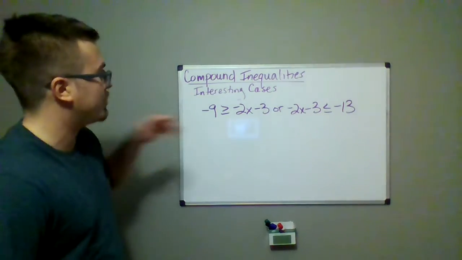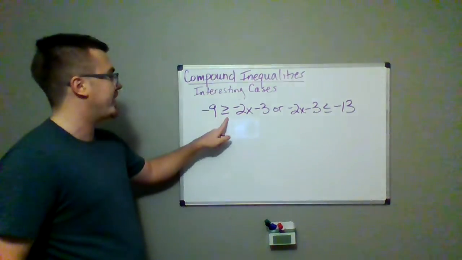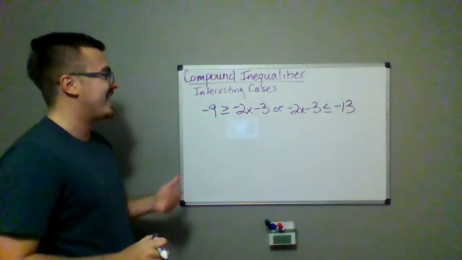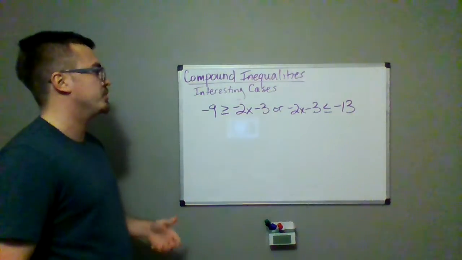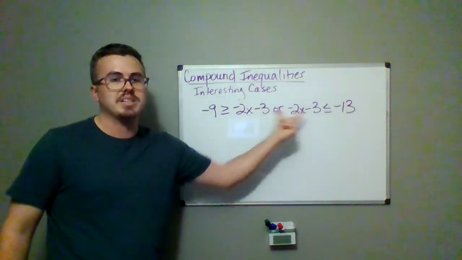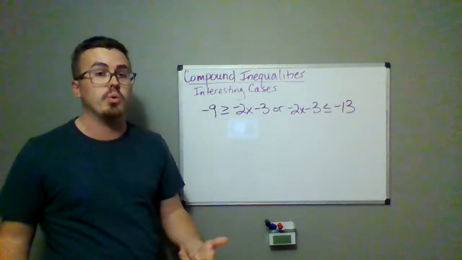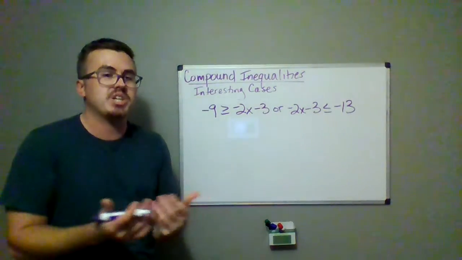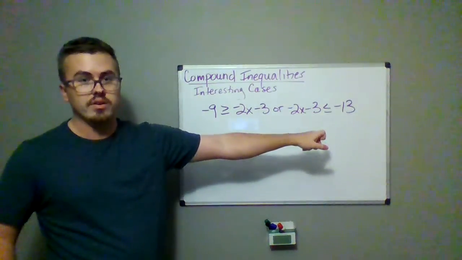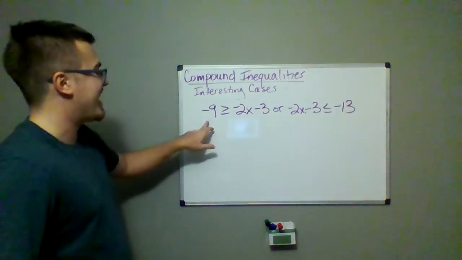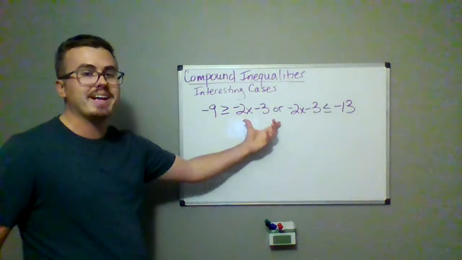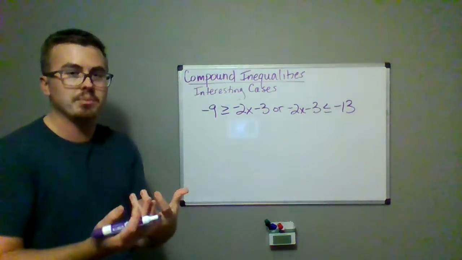problem. So in this one here, I've got -9 is greater than or equal to -2x minus 3, or -2x minus 3 is less than or equal to -19. So as you can see, I've got that -2x minus 3 that is common in both of them. And we've got to figure out which cases of x satisfy one or the other. All right, so here I've got -9 is greater than -2x minus 3. Since it's an OR problem, I can just do them separately and combine them at the end.